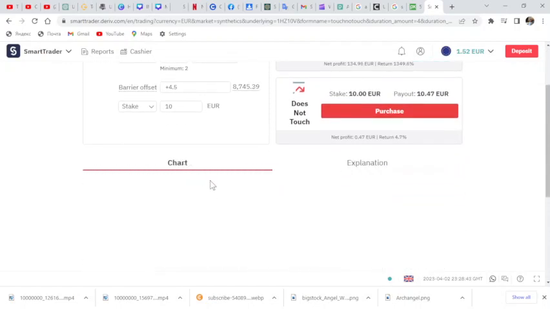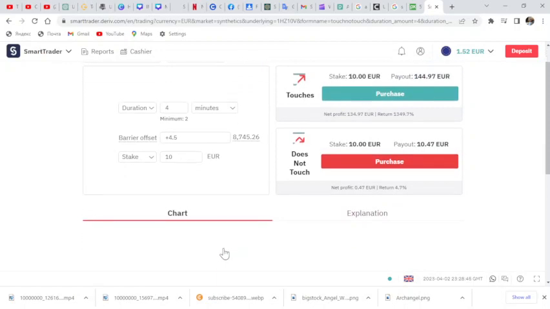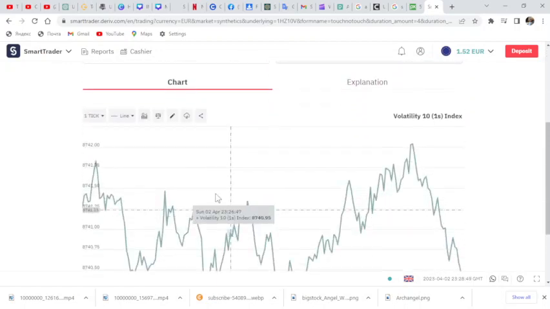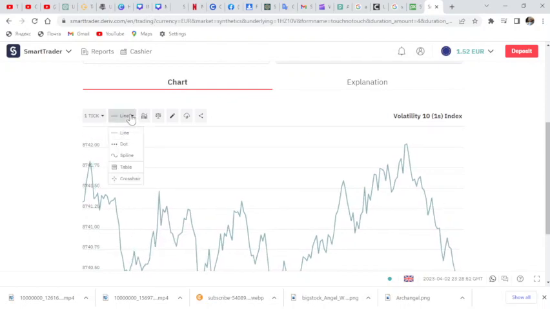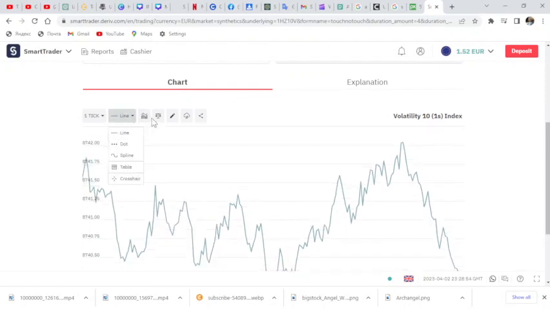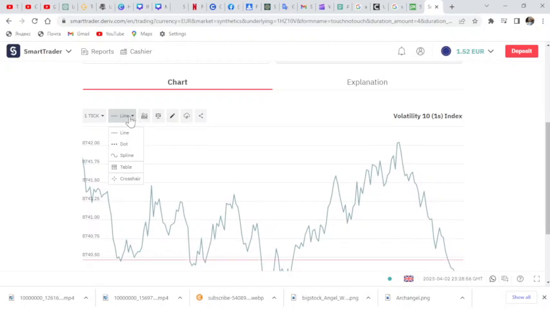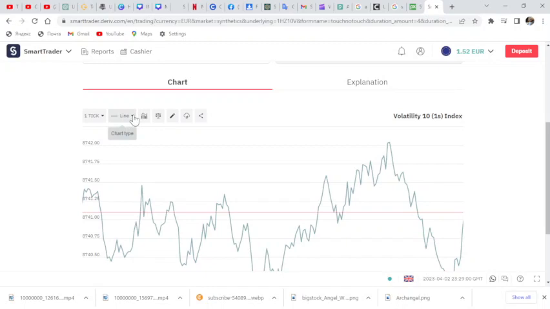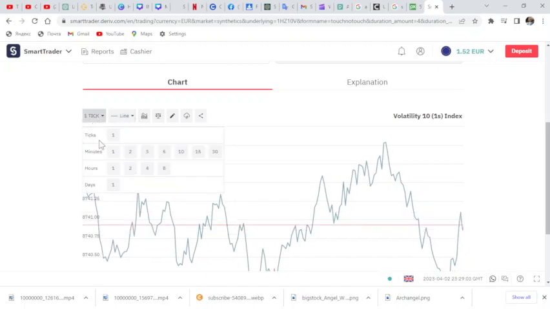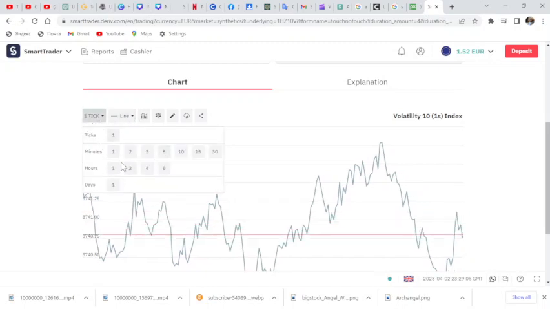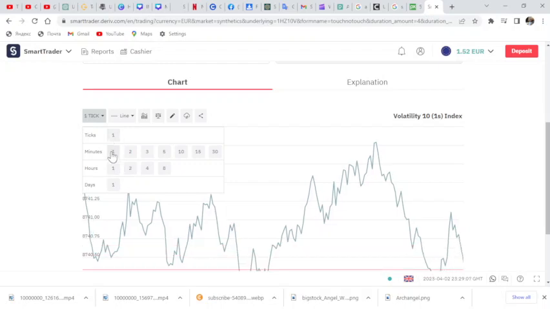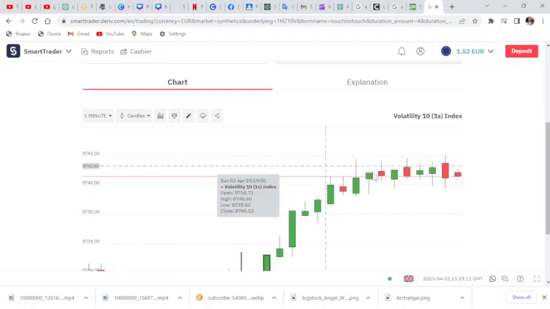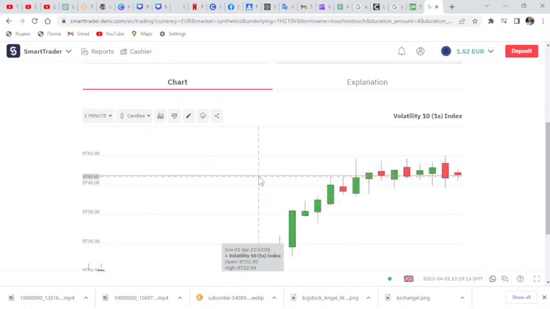Then we're going to come on charts, down here on charts, and it will show us the charts, but we want candlesticks. We don't want the line chart. We want candlesticks. Okay, let's go on 1 minute. So we want candles.